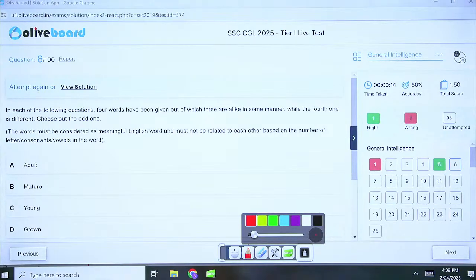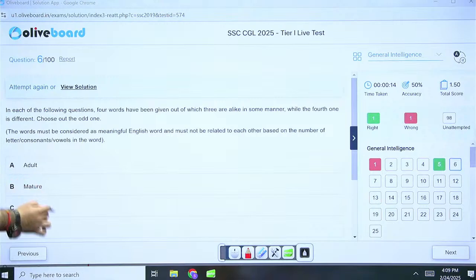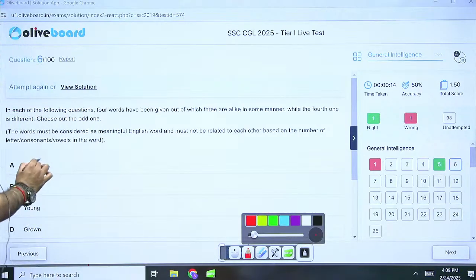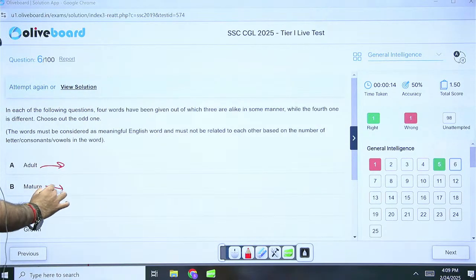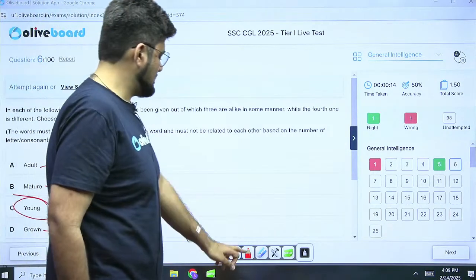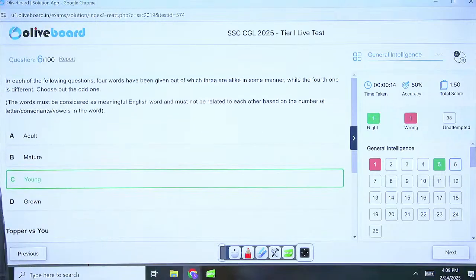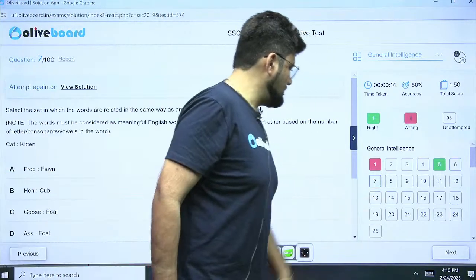Now you have to choose the odd one out. Adult, mature, young, grown. Adult implies someone who is a grown up. Mature, again a grown up. Grown itself is a grown up. Young is not fitting the bill. Option C is the right answer. Instant answers, guys. You can't take any more time here. Next question.